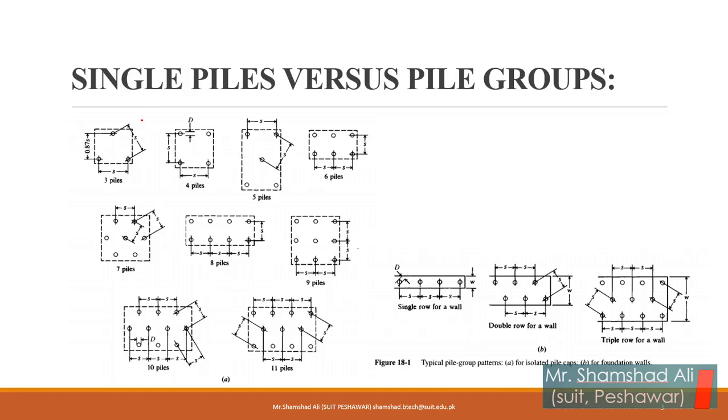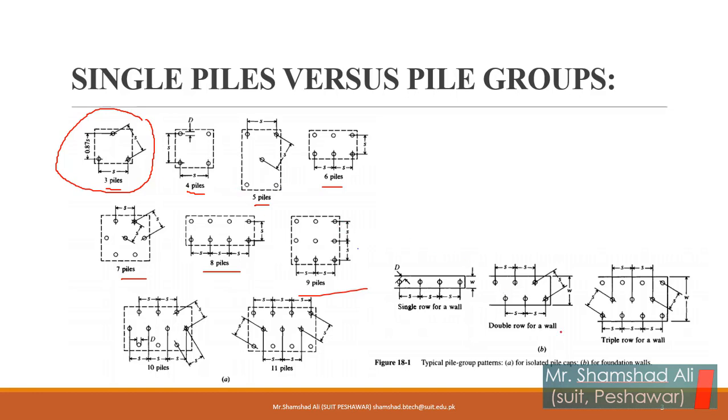If we see in this picture, there will be three piles as mentioned. Here we have four piles, here we have five piles, six piles, seven piles, eight piles, nine piles. Figure A suggests isolated pile caps. If we have an isolated pile cap, the dashed line represents the pile cap.